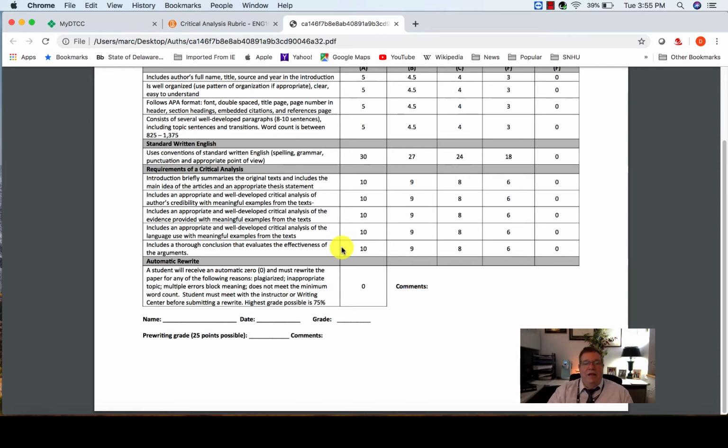Should you not make the word limit, or it is full of lots of errors, then it is an automatic 0. And as per policy, you can rewrite the paper for a maximum score of 75%. But I would really try to make sure 875 words is not that hard, and we have 3 sections that we're covering in this, plus the introduction and conclusion, and 2 articles. It shouldn't be difficult to get to this word count.